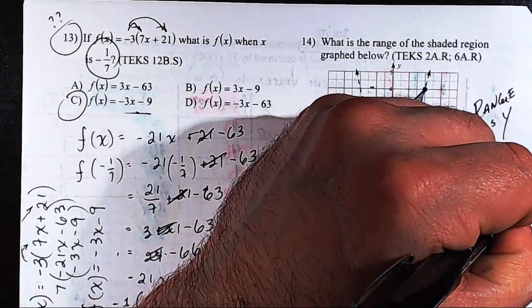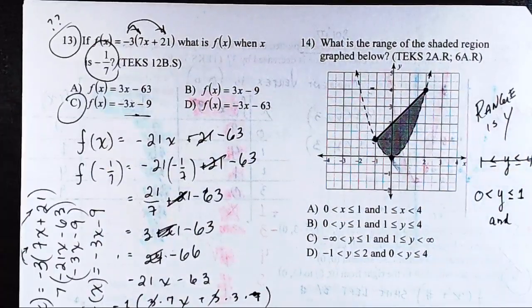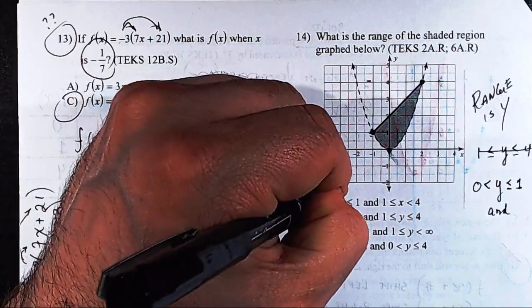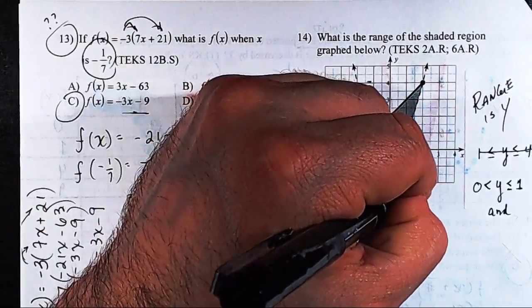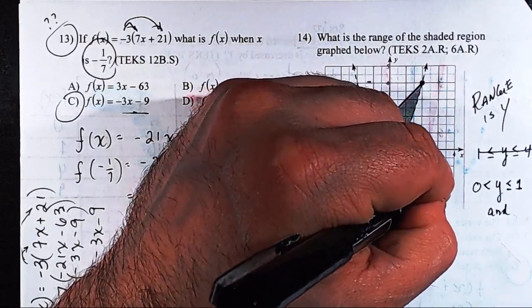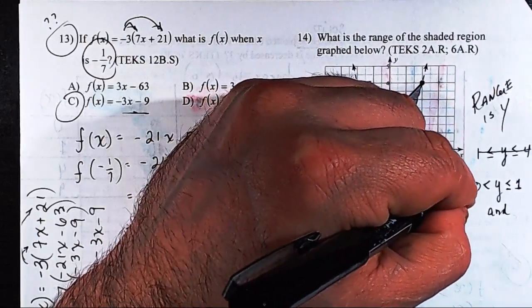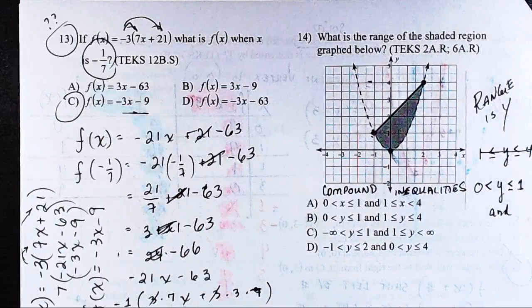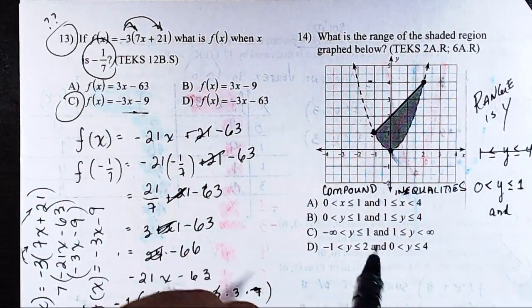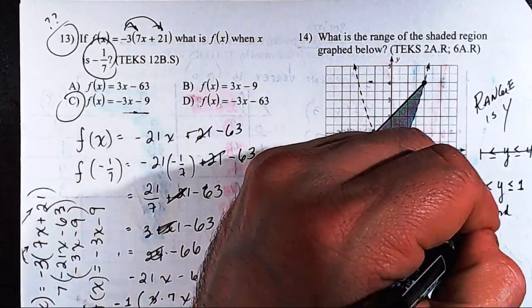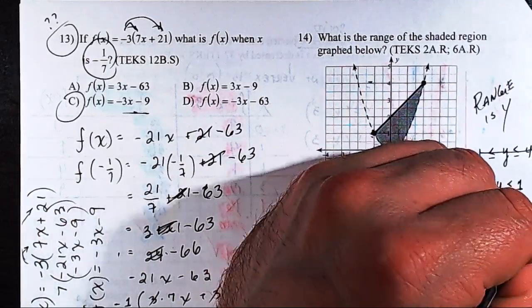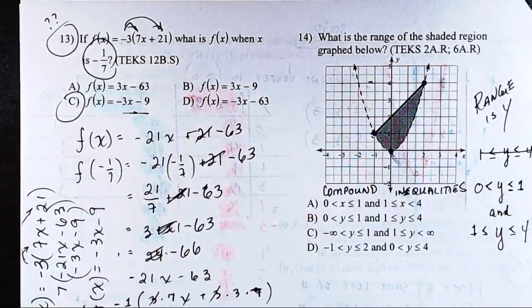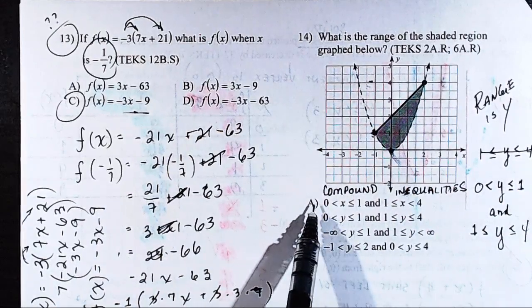And I see what this is. It's a compound inequality. These are compound inequalities. Very interesting. And now we're starting here. 1 is less than or equal to y, less than or equal to 4. Okay, so that's where that comes in. So where are both of these?